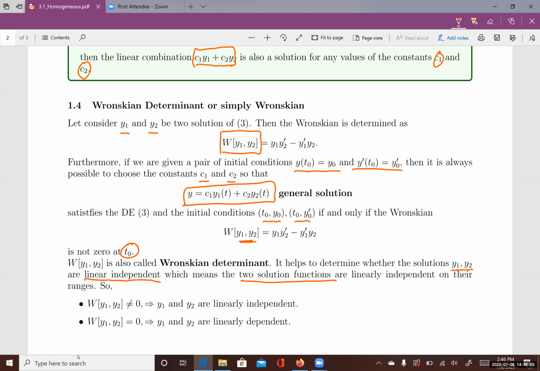So determining the Wronskian value is important when you're trying to figure out whether the solution that you found contains all the solution sets. Okay. Another reminder, if the Wronskian is not 0, then y1 and y2 are linearly independent. If the Wronskian is 0, then y1 and y2 are linearly dependent.